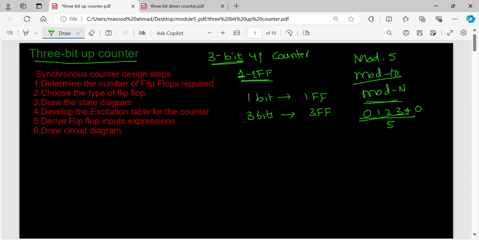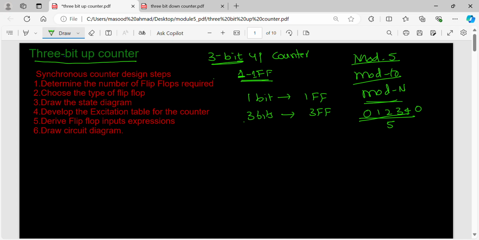Actually, mod is the modulo operation. What is that modulo operation? It is repetitive in nature. So 0 to 4, mod 5, is 5 different states. Then once again 0 to 4, and again 0 to 4. That is called a modulo counter. In short, it is called mod.